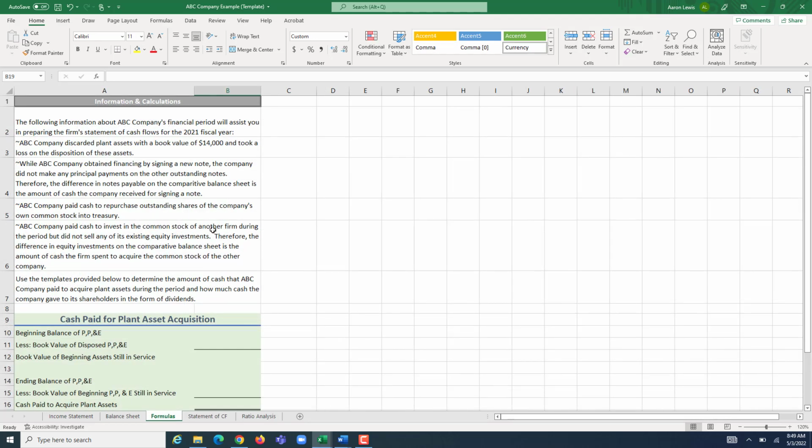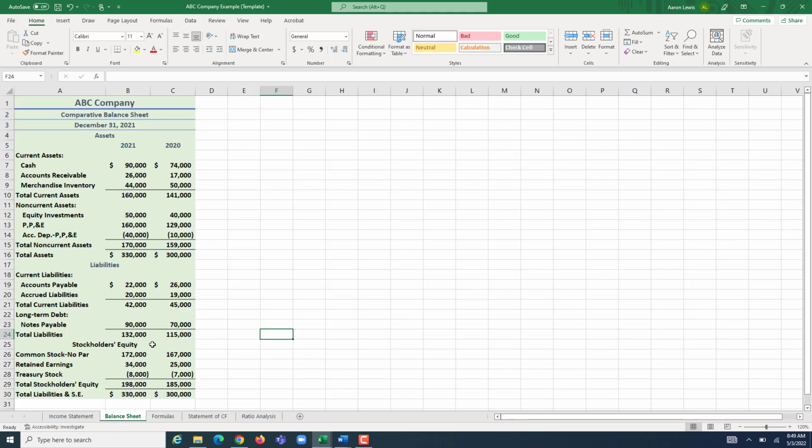Our next bullet point tells us that they obtained financing by signing a new note. The company did not make any principal payments on other outstanding notes, and therefore the difference in their notes payable account on their comparative balance sheet is the amount of cash that they received for signing a note. Okay, fair enough. If we took on more debt without paying off any existing debt, our notes payable would go up. And you get cash at the time that you borrow from the bank and sign that note, so the increase in notes payable is the amount of cash being provided by signing notes.